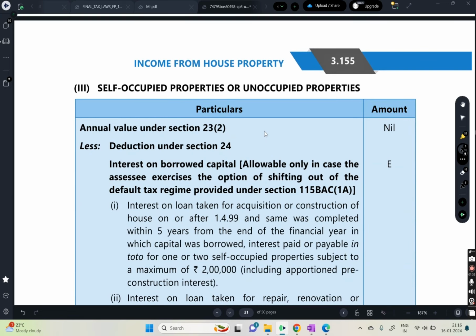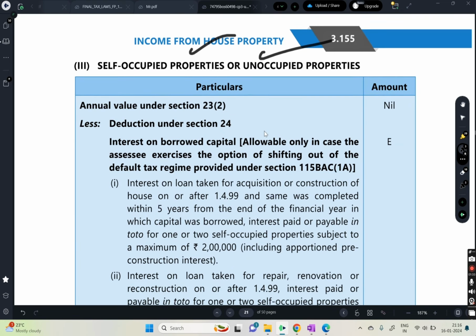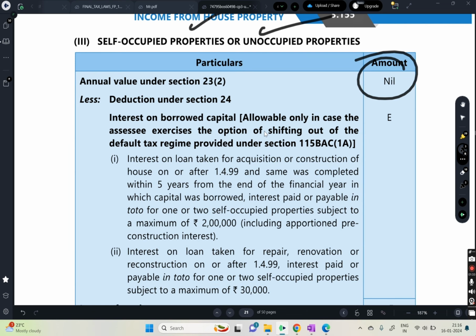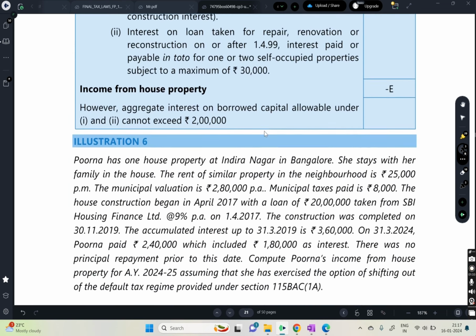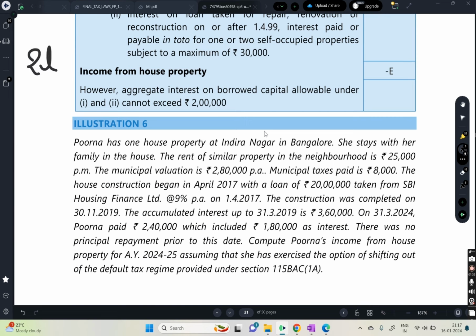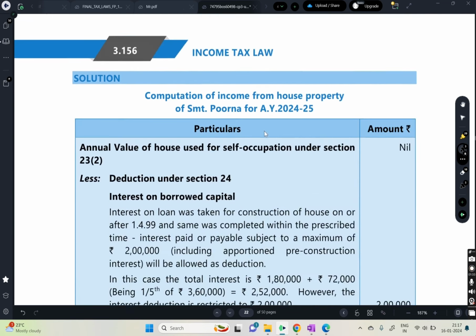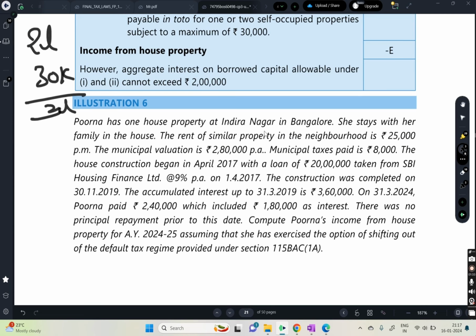This is simple. If it is a self-occupied or unoccupied property, what do we do? NAV is equal to nil. Then interest on borrowed capital, maximum will give 2 lakhs for construction, 30,000 for repair, overall 2 lakhs. Now let's do this question.